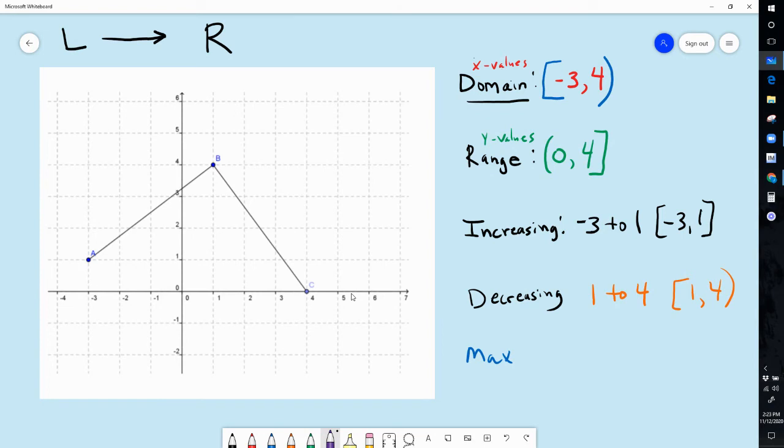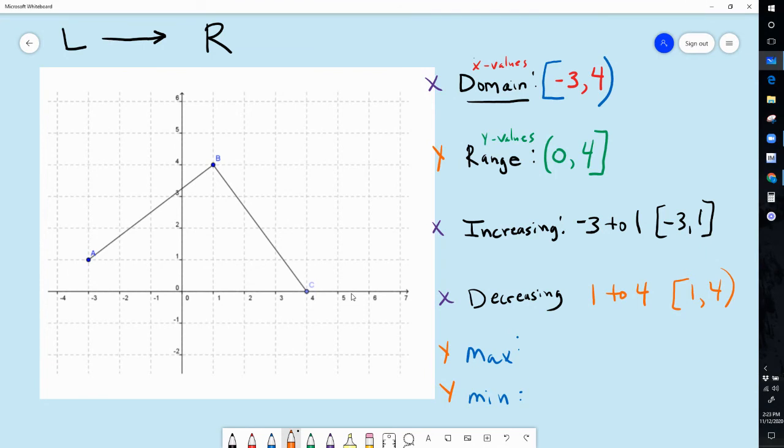For increasing and decreasing, you're giving x value answers. Range, you gave y value answers. Max, you're going to give y value answers. And minimum, you're going to give y value answers. Maximum and minimum is literally how high up and how down low does your graph go.